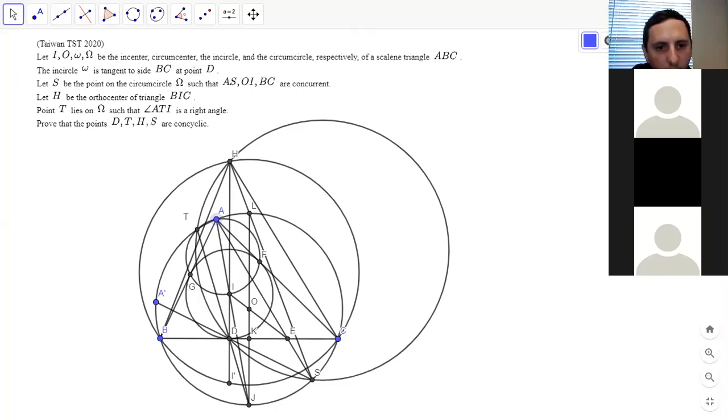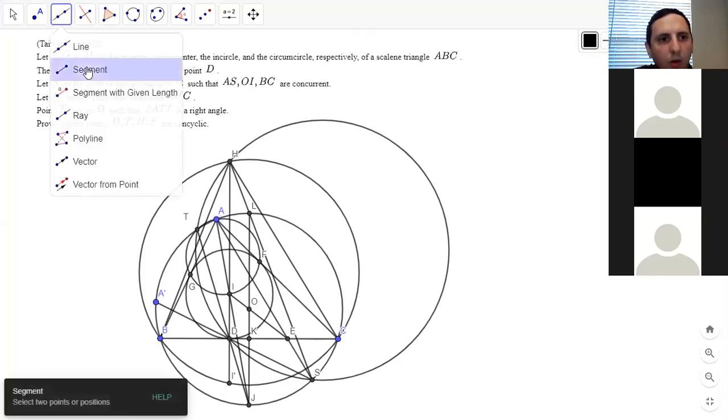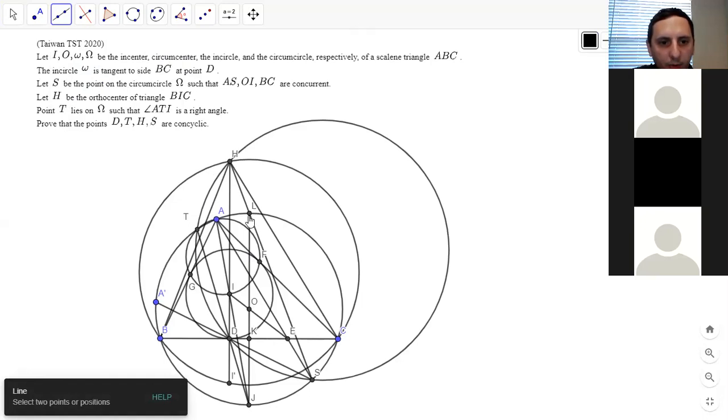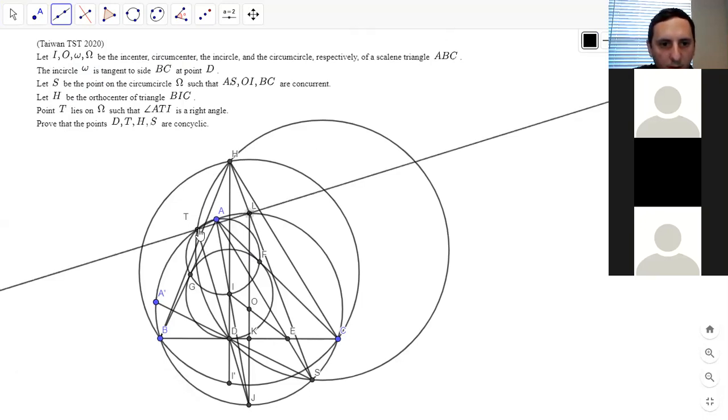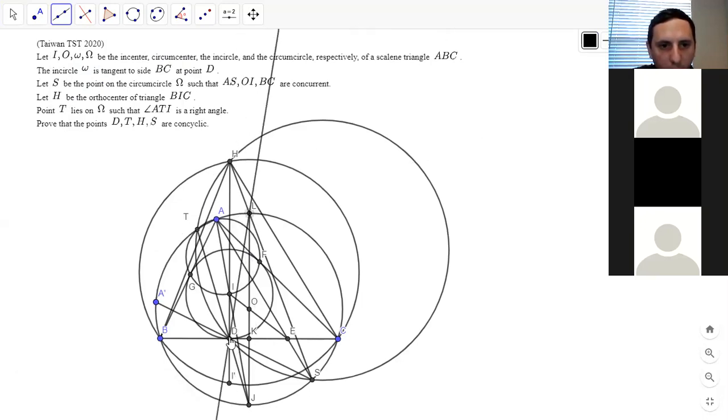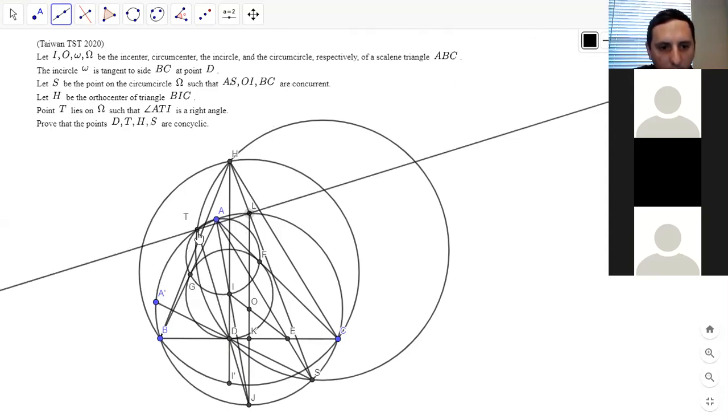So we know L is the midpoint of arc BAC. Maybe, actually we still have to prove that, but we know JTL is a right angle.